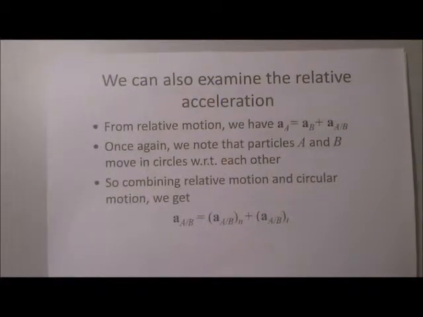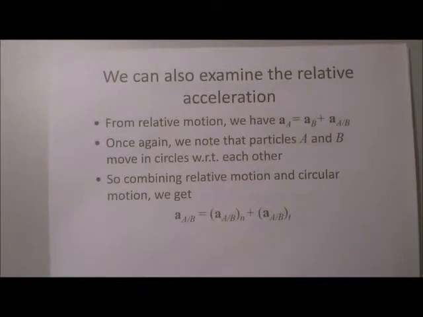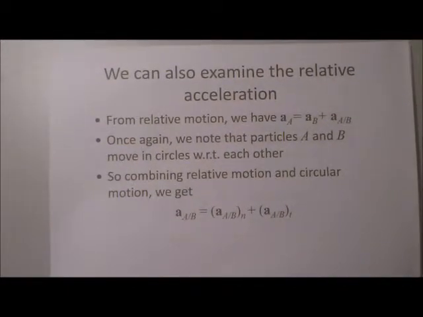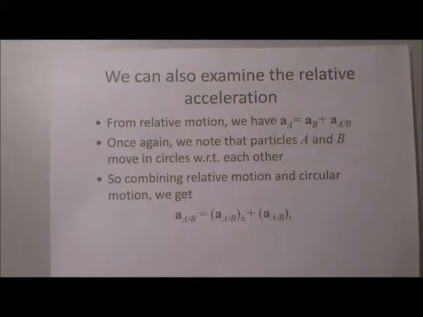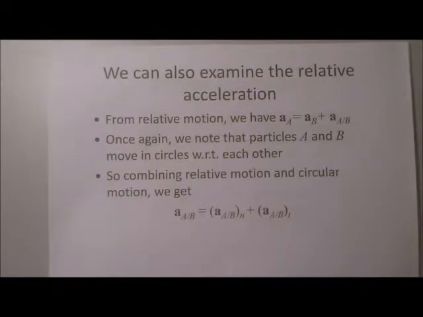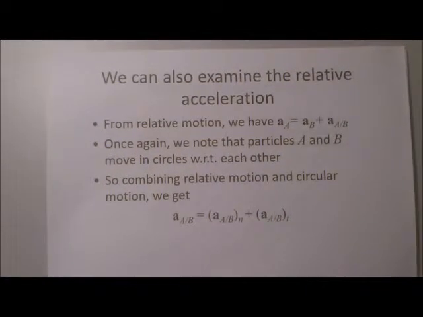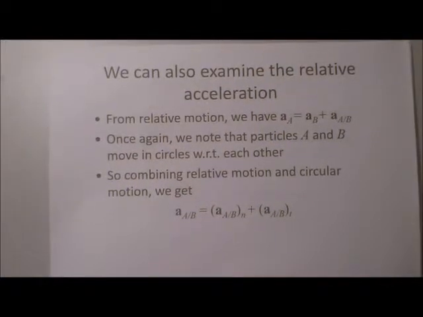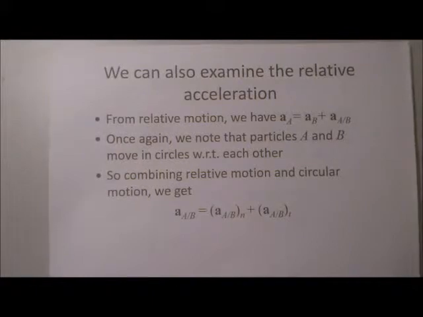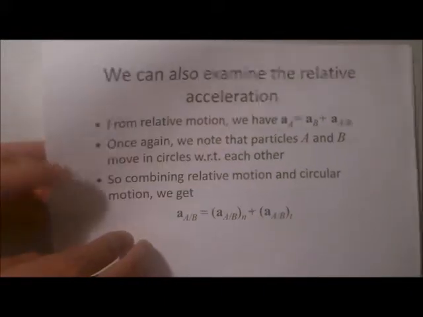We can also examine the relative acceleration. From relative motion, we have the acceleration of A equals the acceleration of B plus the acceleration of A relative to B. Once again, we note that particles A and B move in circles with respect to each other. So combining relative motion and circular motion, we get that, where the acceleration of A relative to B is equal to the normal acceleration plus the tangential acceleration.